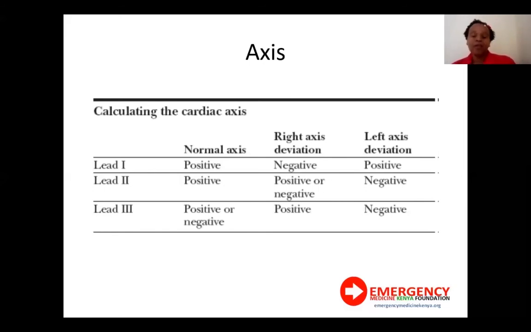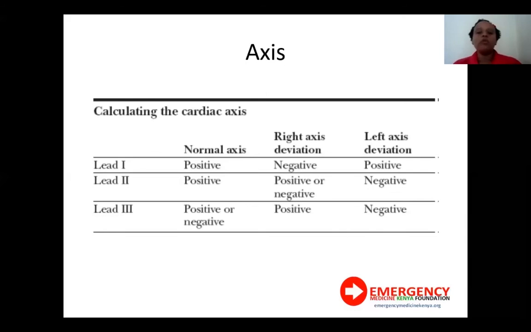So we will not go deep into the degrees of the axis, but the most important thing is to know: are we having a normal axis? Are we having a left axis deviation? Is the heart turning more to the right, or more to the left? This is usually used a lot by cardiologists when they're trying to make different diagnoses on a patient.